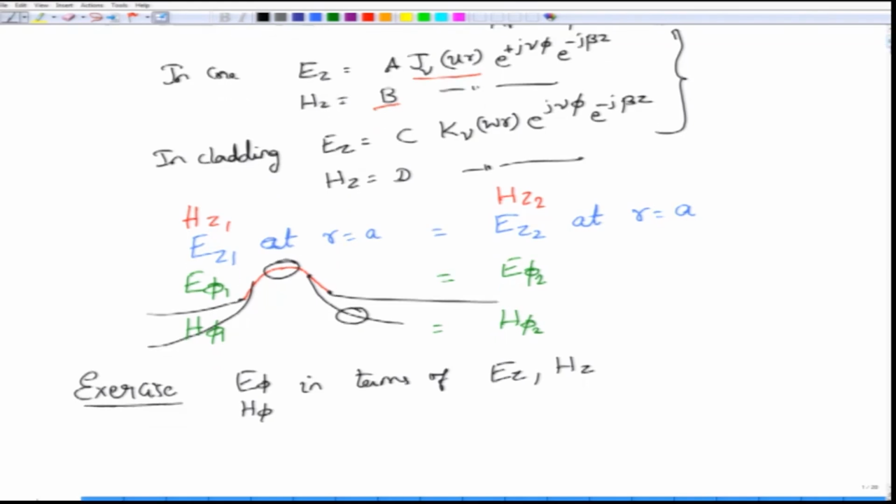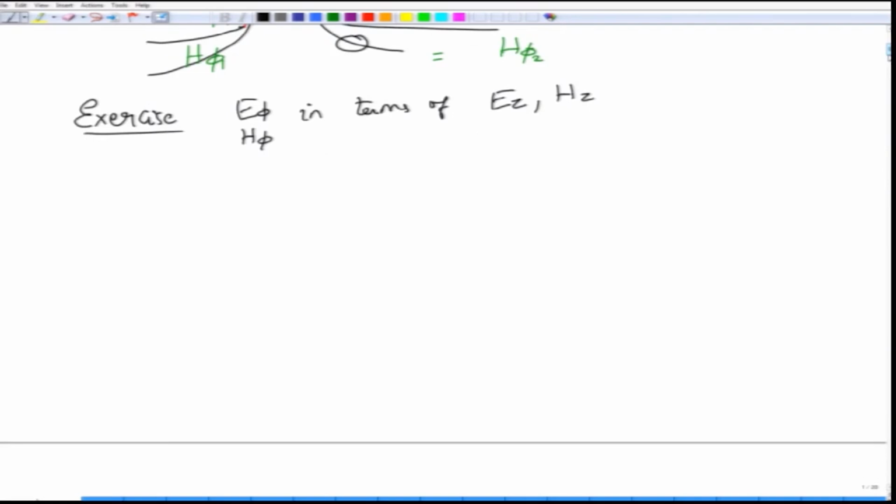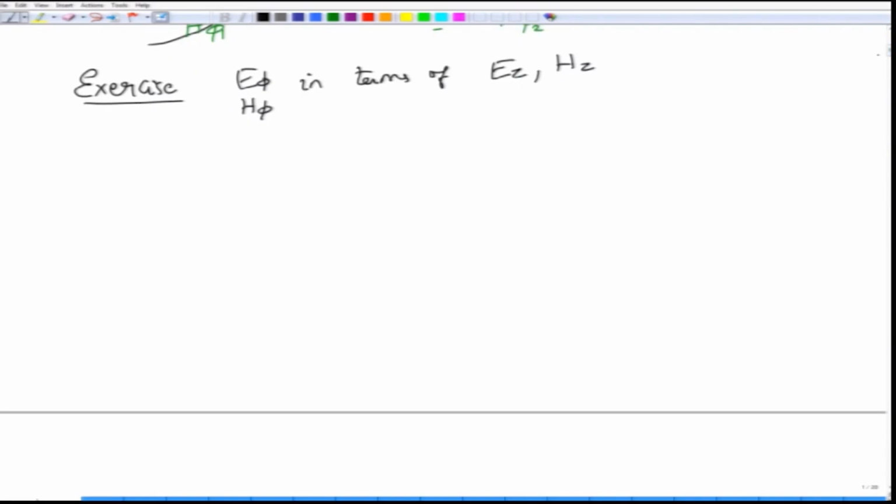So, I am assuming that you will take this exercise seriously and do this one. And once you have done that, you will actually develop 4 equations. You have 4 unknowns which are A, B, C and D, and there would be 4 equations coming in from Ez. A and B are the amplitudes of the electric and magnetic field Z components, C and D are the electric and magnetic field components E phi and H phi. So, you get 4 equations, 4 unknowns.